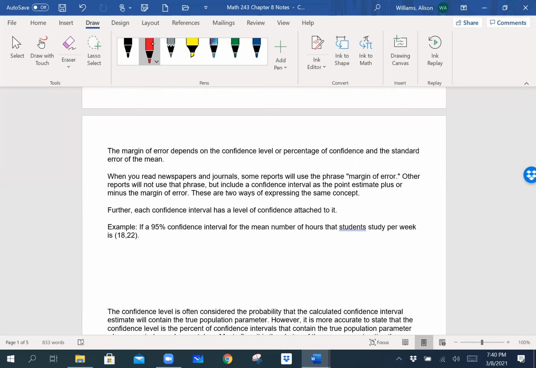So let me give you an example of how we would look at a confidence interval. This is how it often gets phrased. If a 95% confidence interval for the mean number of hours that students study per week is 18 to 22, what is the point estimate and what is the margin of error?